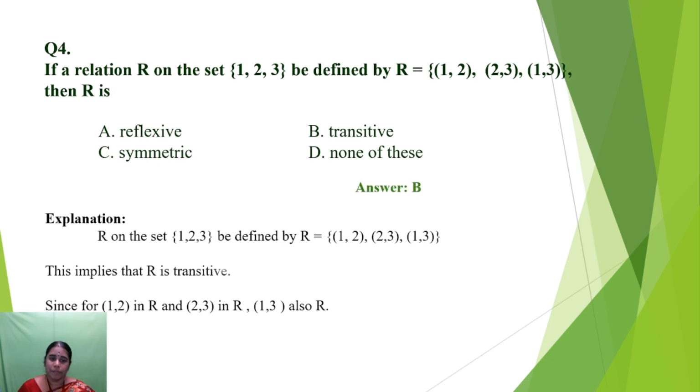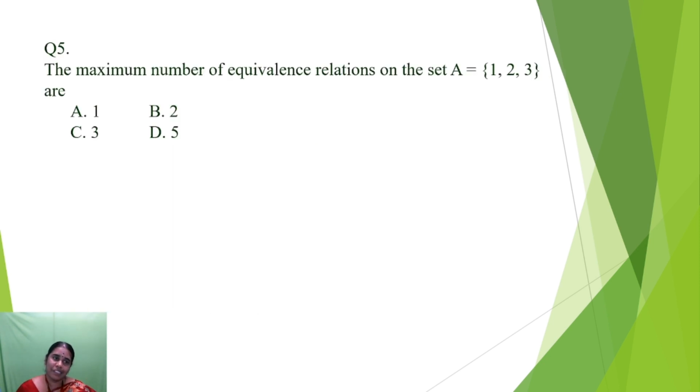Here is the explanation. They have given that R is equal to {(1, 2), (2, 3), (1, 3)}. This implies that our R is transitive because (1, 2) is in R and (2, 3) is in R, so we have (1, 3) in R. What is the transitive definition? If A is related to B and B is related to C, then A is related to C. It follows our transitive definition. So that's why the relation R on the set is nothing but transitive. Next, we go to the next sum.